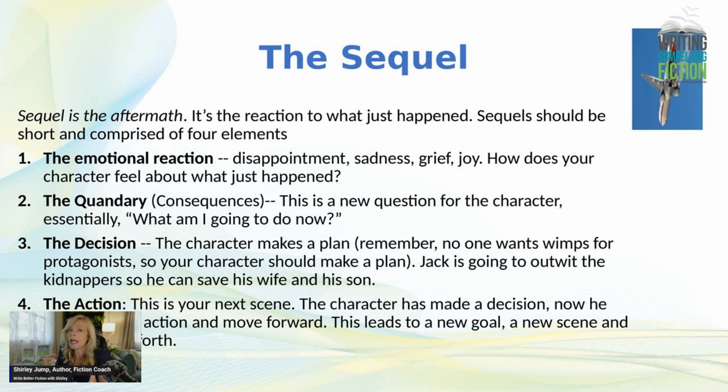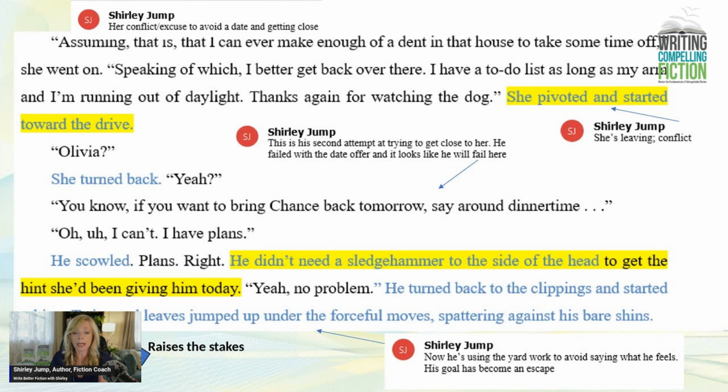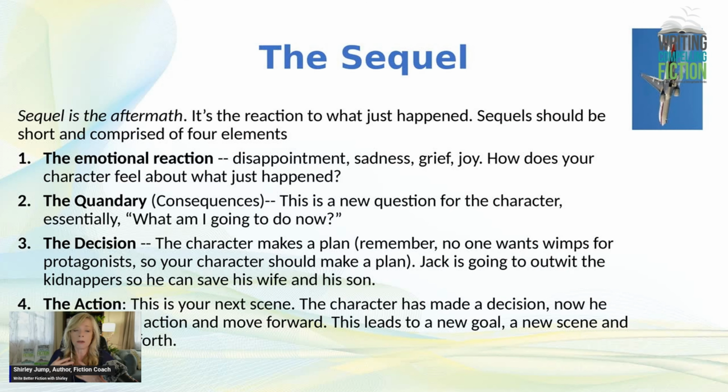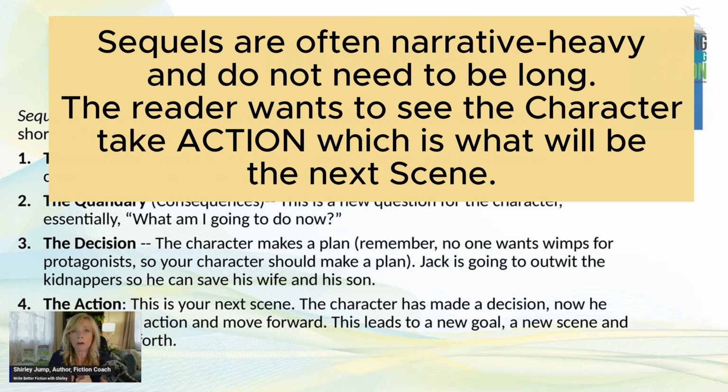When you get to the end of the scene, Luke has stepped out of his comfort zone, he asked her out, she says no twice. So he has the emotional reaction. I'll go back and show that to you, that he didn't need a sledgehammer to the side of the head to get the hint she'd been giving him today. So he's feeling rejected. And now the character has a quandary. This is how you want to end your scene. What the heck am I going to do now? They have to make a decision and then take an action. And the sequel should be very, very short.